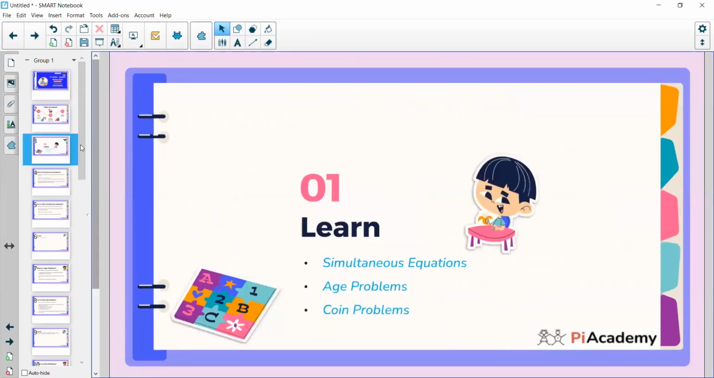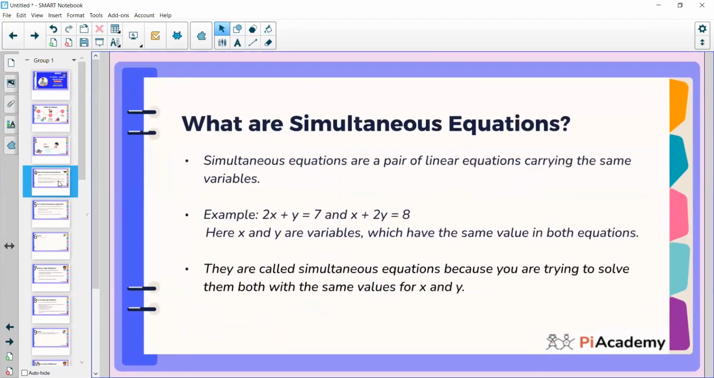All right. So here is the list of objectives which we're going to look into in the learning session. First one is understanding simultaneous equations. Second is age problems. And at last, to conclude, we've got coin problems.